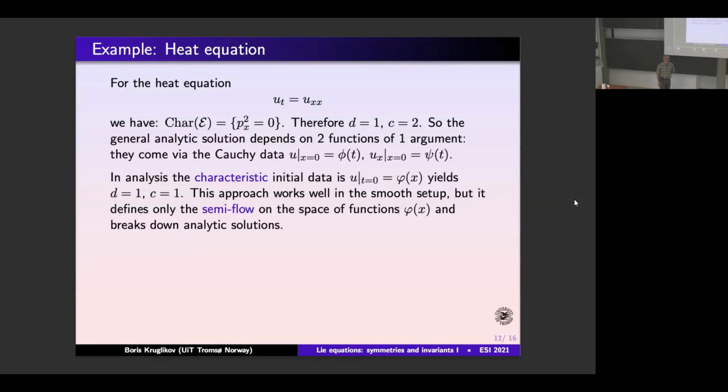Well, actually, if you look carefully at the analysis course, where we do discuss heat equations, you know that this actually doesn't define a flow. For given Cauchy data, this phi of x, which is characteristic, you can go only to one side, with t greater than 0, right? So this is a semi-flow. You cannot predict the past of this heat equation.